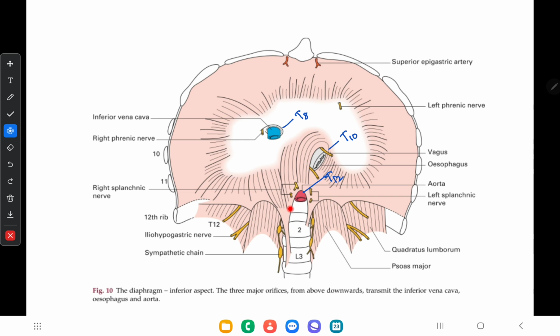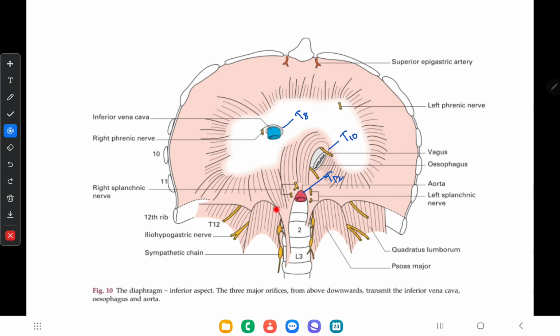Other than these major openings, there are some minor apertures as well. Let's see what are they. Here you can see superior epigastric vessels. They pass through a gap between sternal origin and costal origin from the 7th costal cartilage. Here you can see T12 intercostal nerve or the subcostal nerve. So the subcostal nerves and vessels pass behind the lateral arcuate ligament. Here the sympathetic chain, you can see the sympathetic chain passes behind the medial arcuate ligament.